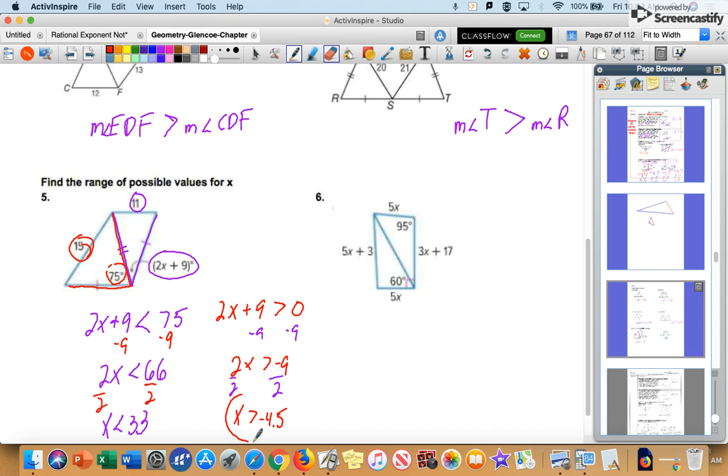So if we look at our relationship here, the range of values then would be x has to be greater than negative 4.5, but it has to be less than 33. First one is related to the Hinge theorem. So we got that relationship where it has to be less than that 75, but also logically 2x plus 9 is an angle, and all angles have to be greater than 0. So there is our range that we have.